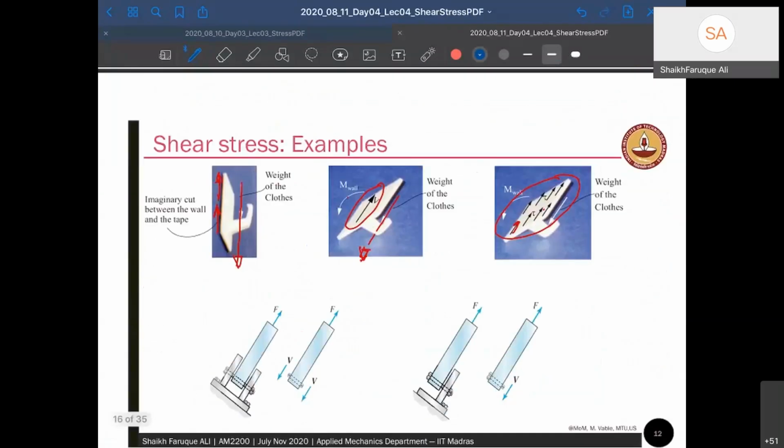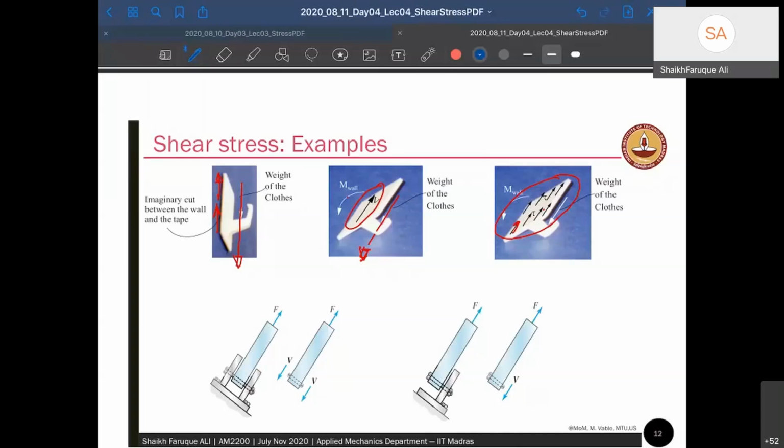Examples of this are too many. I gave one or two examples last class. Here are a few similar examples, like a cloth hanger. Mostly shear stresses in design come when you try to connect two different kinds of bar members together, or when you have connections like gusset plates.